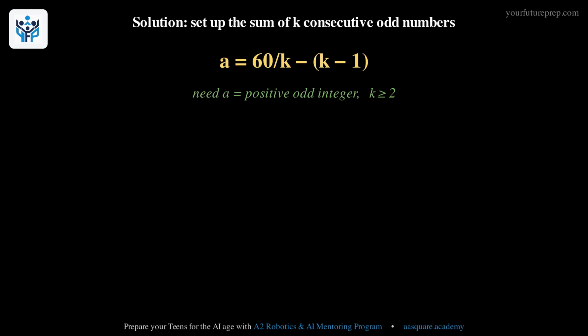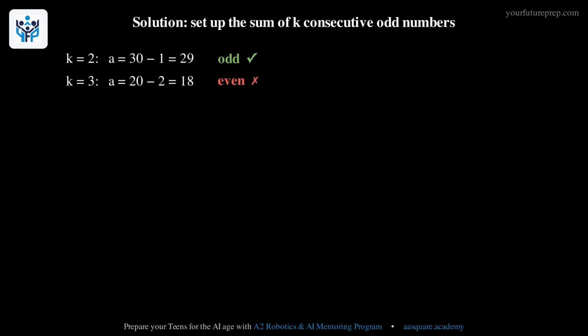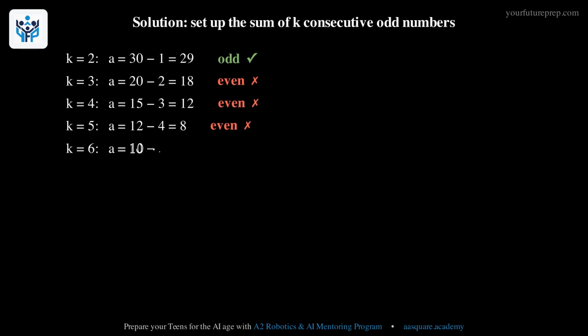We need a to be a positive odd integer, with k at least 2. Let's test values of k. For k equals 2, a is 30 minus 1, which is 29. That's odd, so it works. For k equals 3, a is 20 minus 2, which is 18.